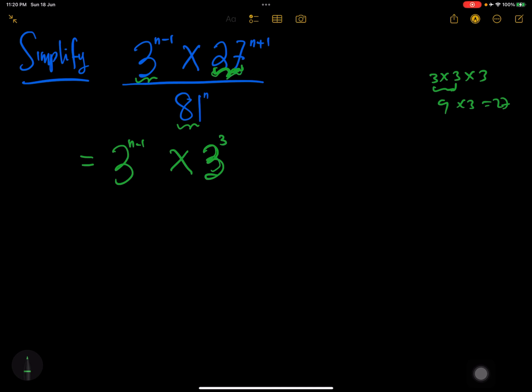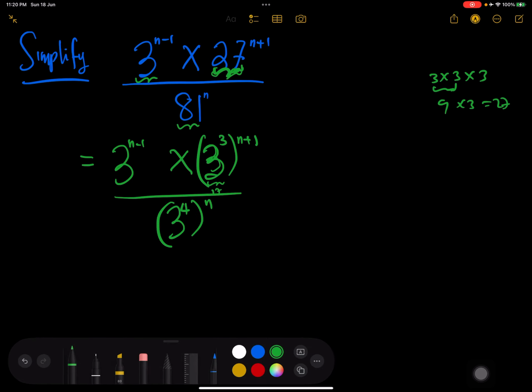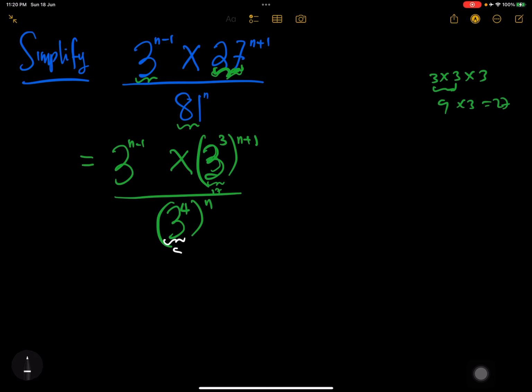And mind you, this is just 27, but to the power of n plus 1. So please don't forget that. Divided by the 81. It can also be written as 3 to the power of 4, all to the power of n. Why do we say that? Because this is the 81 to the power of n right there.